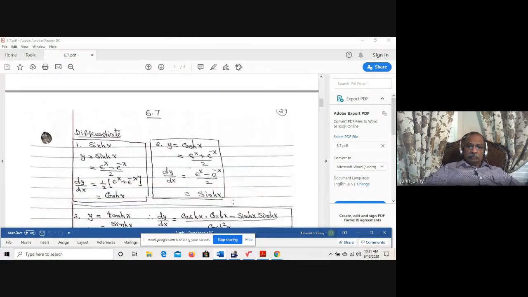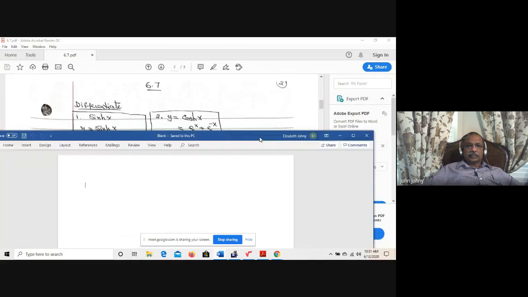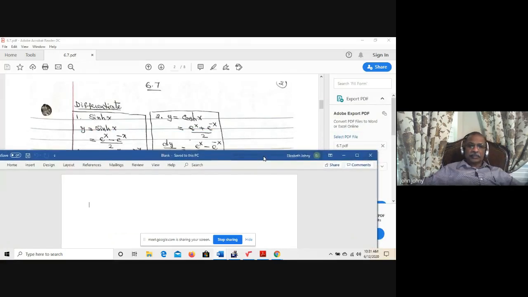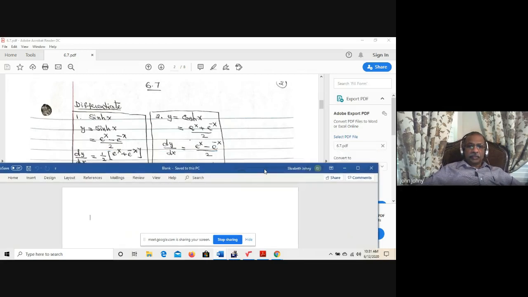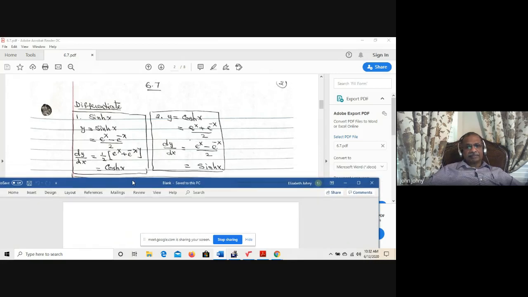Okay, now questions. Differentiate sinh x. So let y is equal to sinh x. Sinh x is the same as (e to the x minus e to the negative x) all divided by 2. So you differentiate. dy over dx is 1/2 times the derivative of e to the x, which is e to the x, minus e to the negative x times negative 1. So 2 negatives makes a positive here, and this is the same as cosh x.